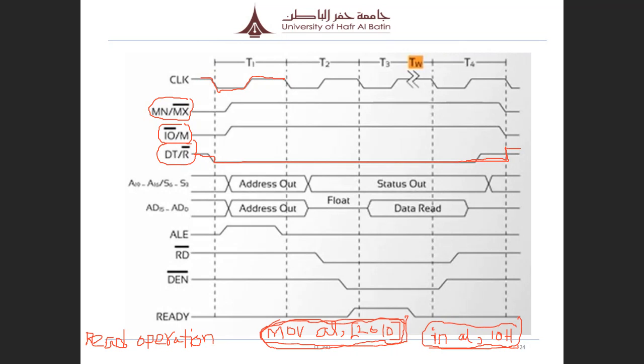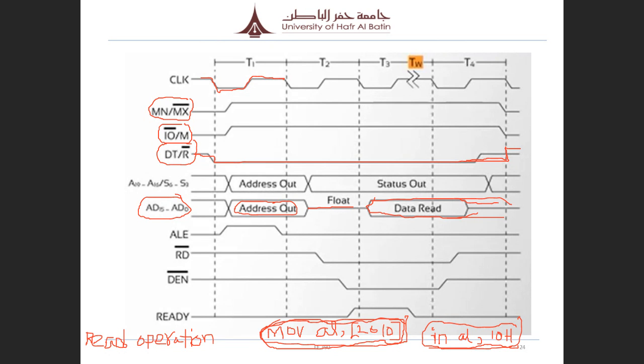And then what about the address pin and data pin? Look, AD0 to AD15. During the T1 time, it is used for address only. And then during the T2 time, it becomes float. And the rest of the time, it is used for data. So we can continue it until T4. Okay, so now look at here.